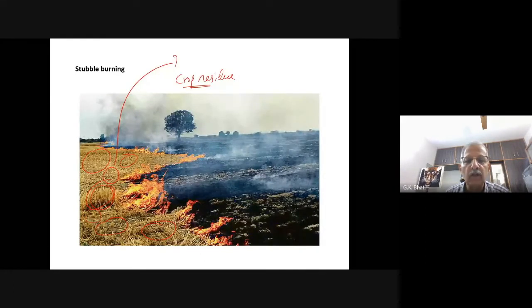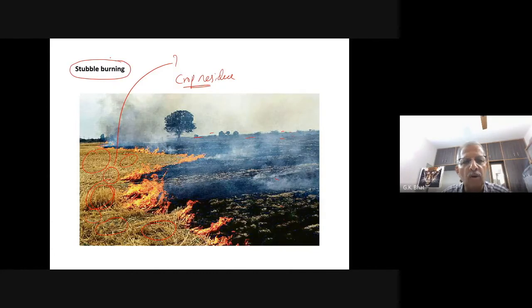To what extent? Hectares together, whatever you see here, was left like that, and then it was burnt. You know what happens? Whenever these are burnt, the pollutants and gases get released into the air, and that is the main reason. This is what is called stubble burning. Stubble burning is one of the main reasons for the pollution.